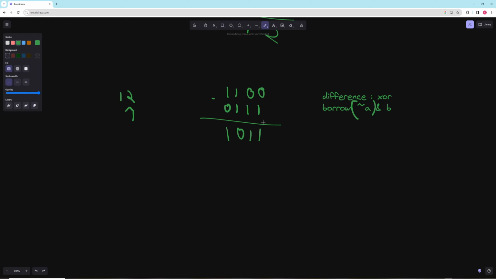And so let's try to walk through this example. So we have our XOR. Now let's go through our borrow. So our borrow, this is true, right? Not A and B. So this is true. So we have a 1. This is true as well. This is false. And this is false.